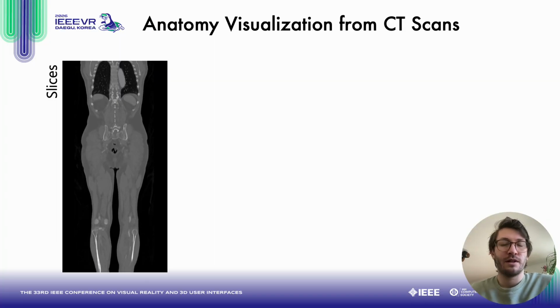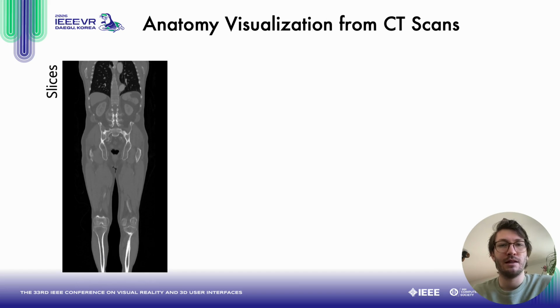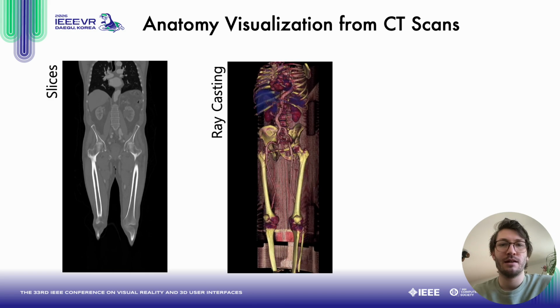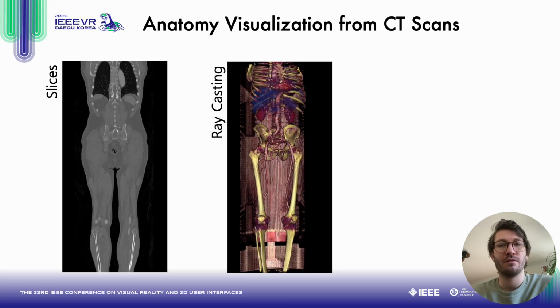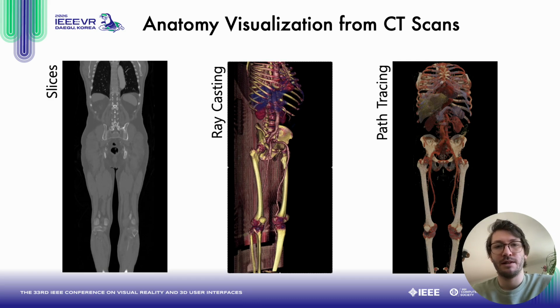In this work, we focus on visualizing anatomical data obtained from CT scans. Traditionally, such data is viewed as 2D slices, as can be seen on the left. 3D rendering approaches, like those based on raycasting, improve the visual quality, with the highest quality achieved by path tracing approaches.